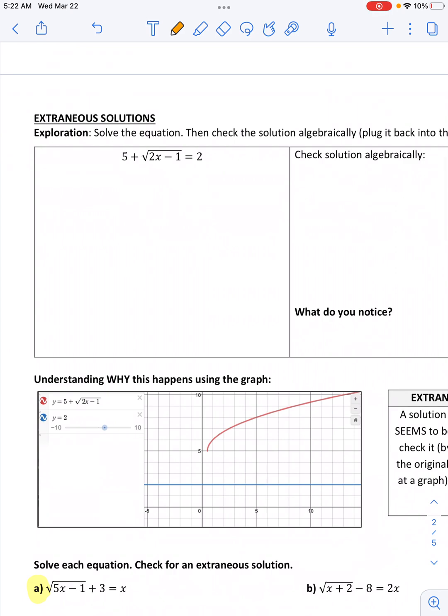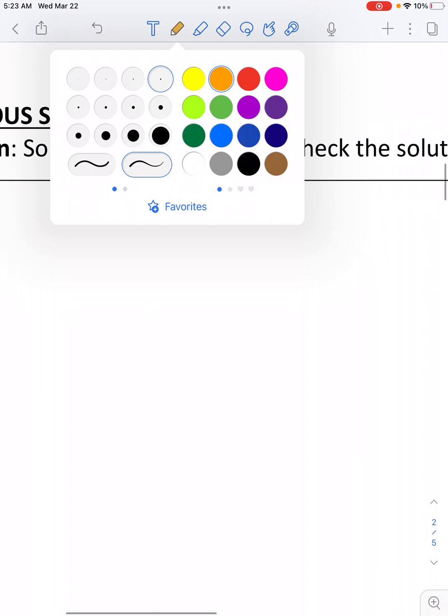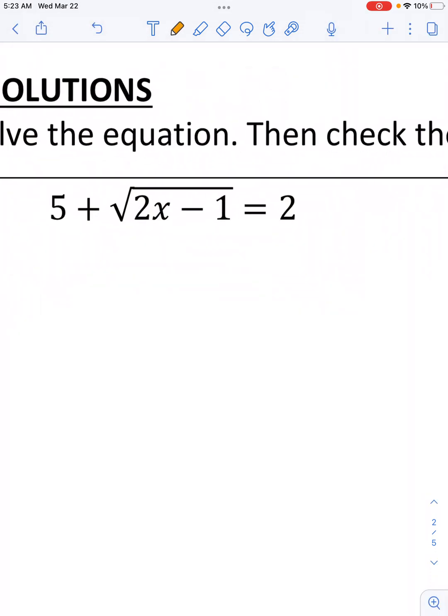Sometimes when we solve radical equations or square root equations, we end up with what's called extraneous solutions. That's when we have solutions that show up in our solving steps, but when we plug them back in, they actually don't work. So we're going to look at an example here.